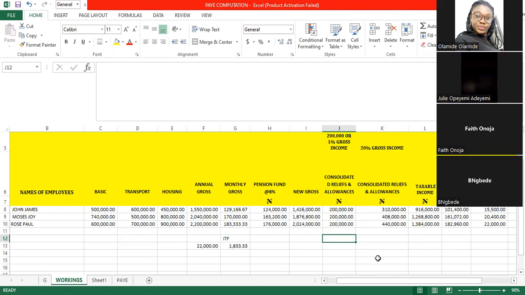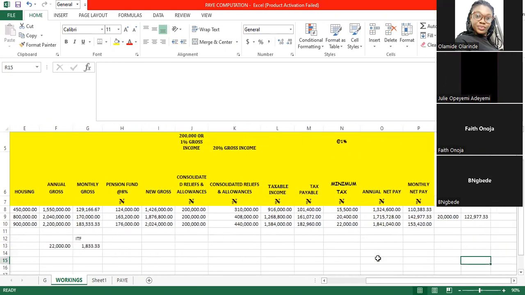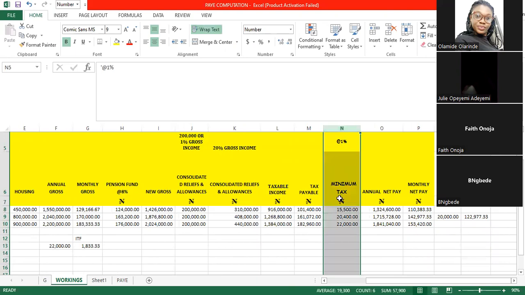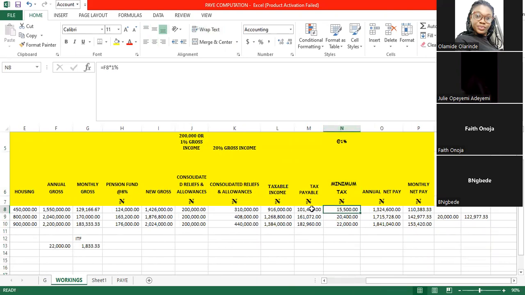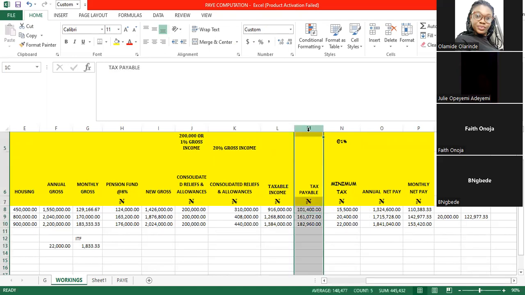The last question for tonight: I used to hear of maximum tax, or is there nothing like maximum tax apart from the minimum tax we have? It's only minimum tax we have, no maximum tax. The minimum tax is 1% on the gross salary, and the tax authority will take the higher of the two. So if you look at the two, this is 15 and this is 101, so the tax authority will definitely go for the higher one.